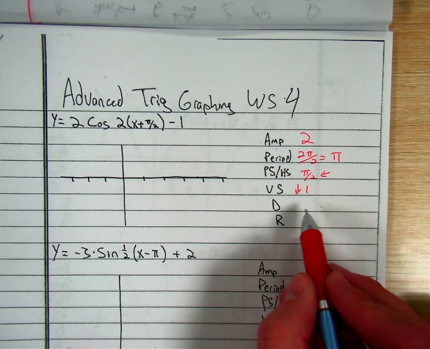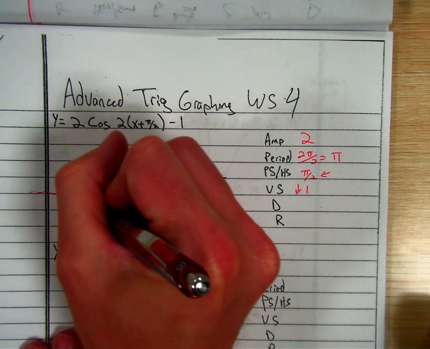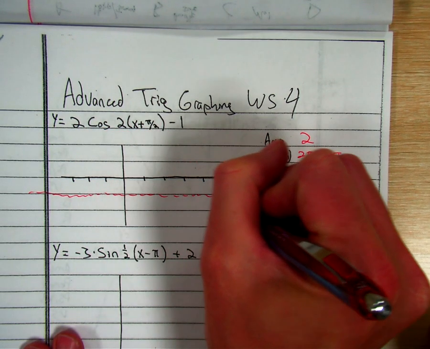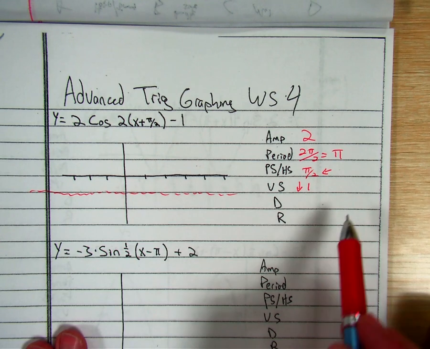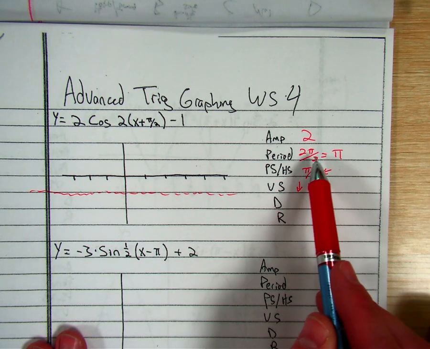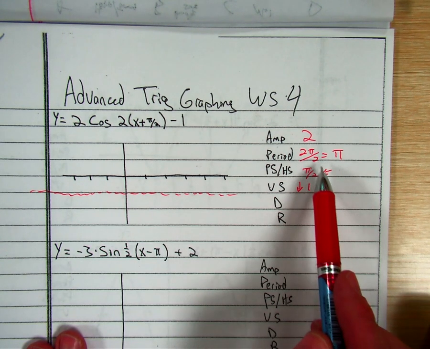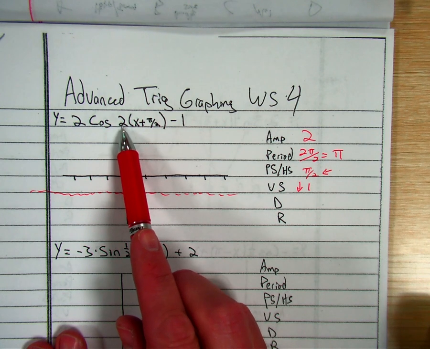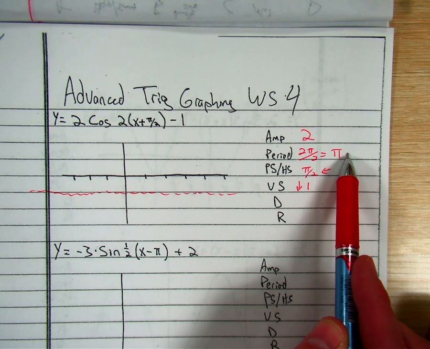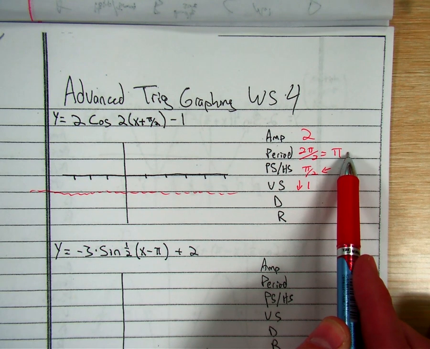Okay, let's get our vertical shift on there right away so we don't forget that. There's our new midline. Okay, normal period was 2 pi. We cut that in half because we had a 2 times multiplier on the inside. That's going to make this go twice as fast, so your period will be half as much. It's going to take you half as much time to get done.